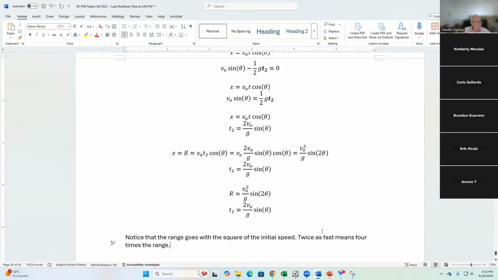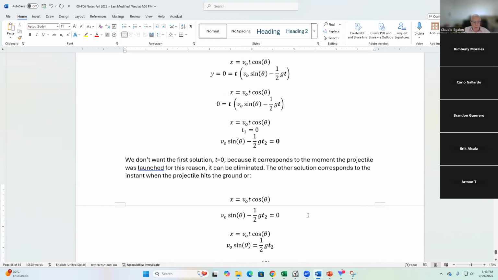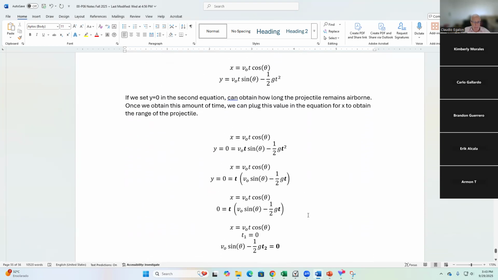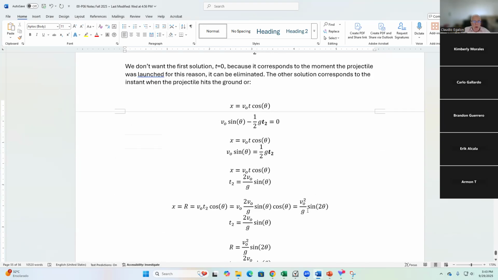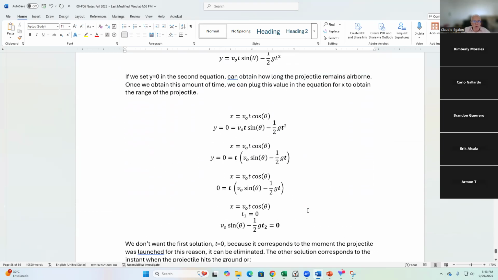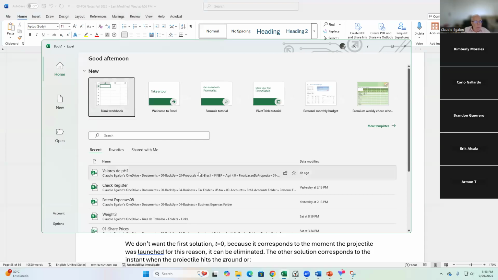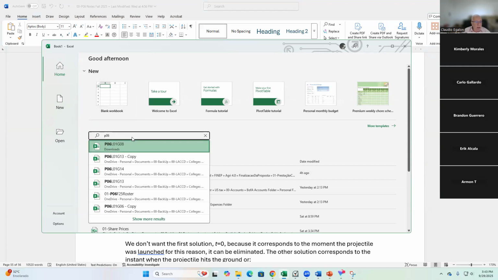What else can we do before we go into the break? Let's see. Oh, yeah, you know what? Let's use Excel and the equations of motion to plot the path of the projectile. Let's do that. We can do that. Let me get my Excel here. Excel is a very powerful software. I strongly encourage you folks to learn about this thing.